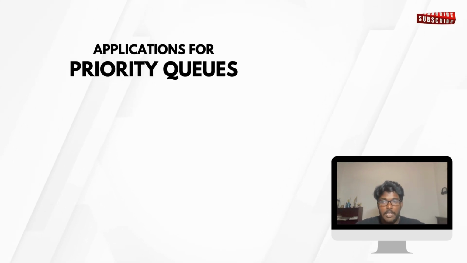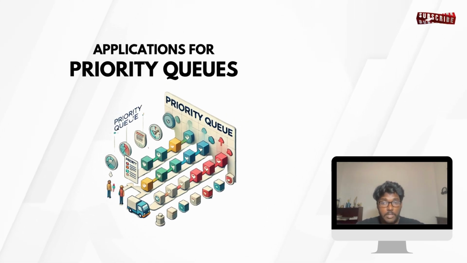Priority queues have many real-world applications. They are used in scheduling algorithms, Dijkstra's shortest path algorithm, Huffman coding for data compression, and many more. Anywhere you need to process items based on their importance, priority queues are valuable.